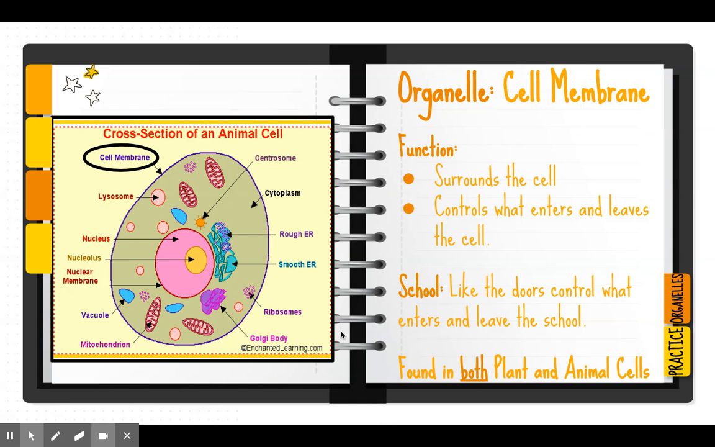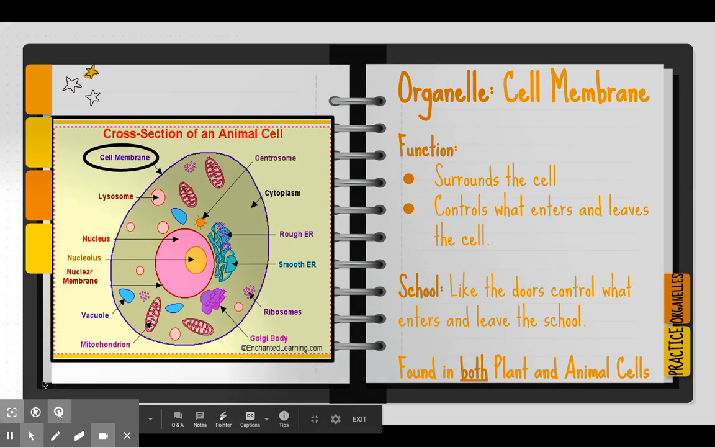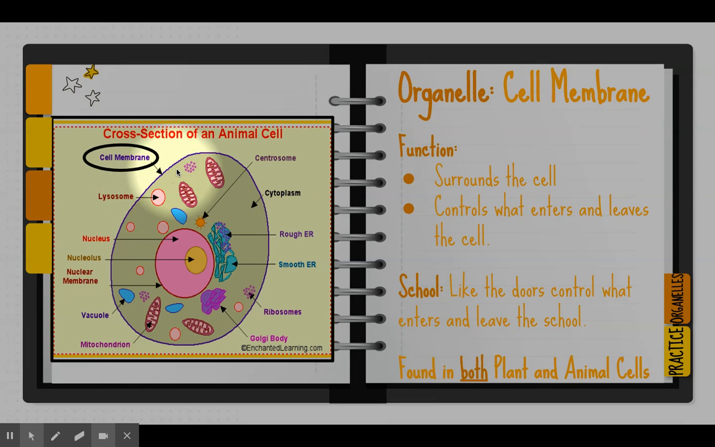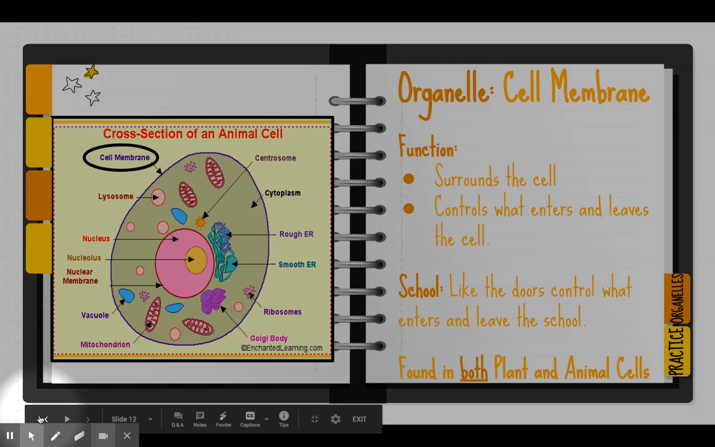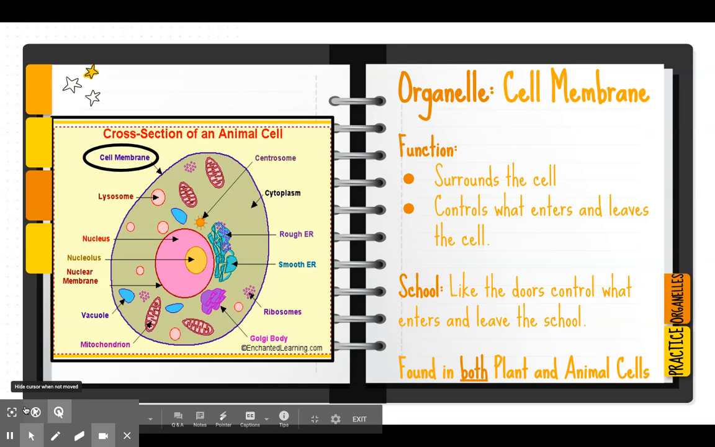The next organelle we're going to talk about is the cell membrane. Now, the cell membrane in our picture is this purple border. It's very thin. It goes around the entire outside. Of course, we're looking at this as two dimensional, but our cell is three dimensional. It's not perfectly flat. So it would go all the way around the cell, just like the peel would go all the way around an orange. And so the cell membrane surrounds the entire cell and it controls what enters and what leaves.